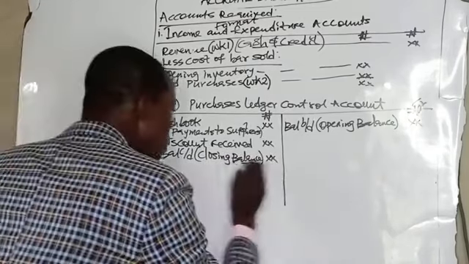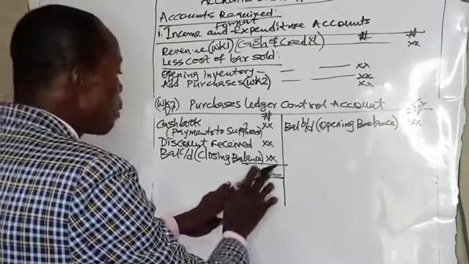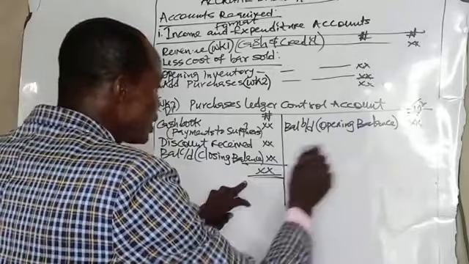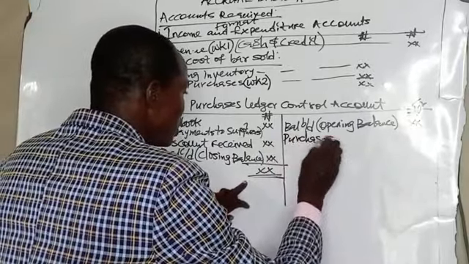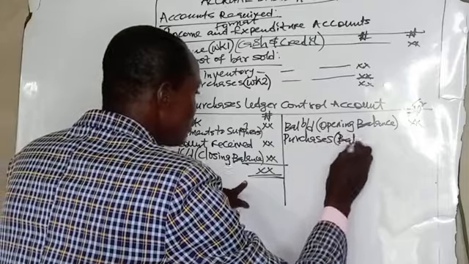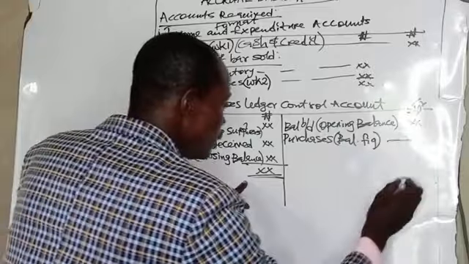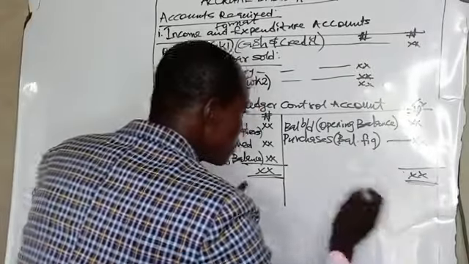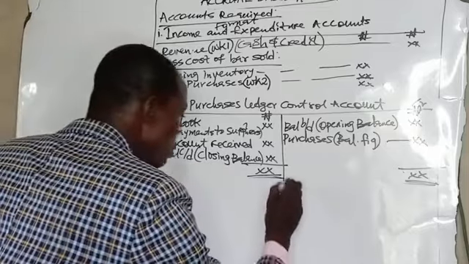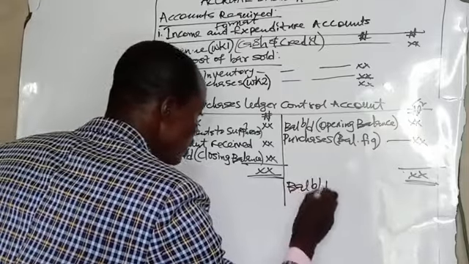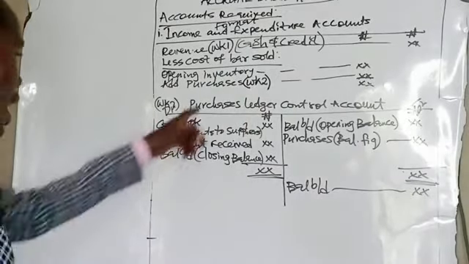Then you sum up the debit side. The amount by which the debit side exceeds the credit side will be recorded as purchases. Purchases is the balancing figure. So the closing balance here, balance carried down, will be brought down to the next period.